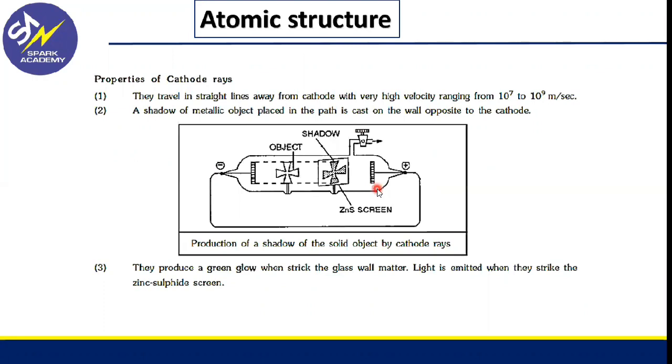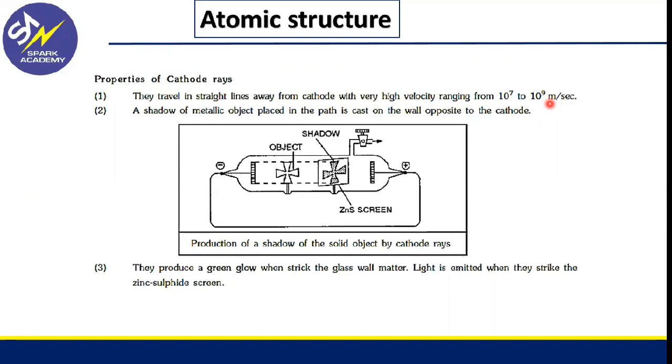Now, what were the properties of these cathode rays? They observed that they travel in straight lines from the cathode with a very high velocity in the range of 10 to the power of 7 to 10 to the power of 9. Make sure you pay attention to the properties of cathode rays. You might get a question asking which of the following is or is not a property of cathode rays. Even questions like these can come in your exam.